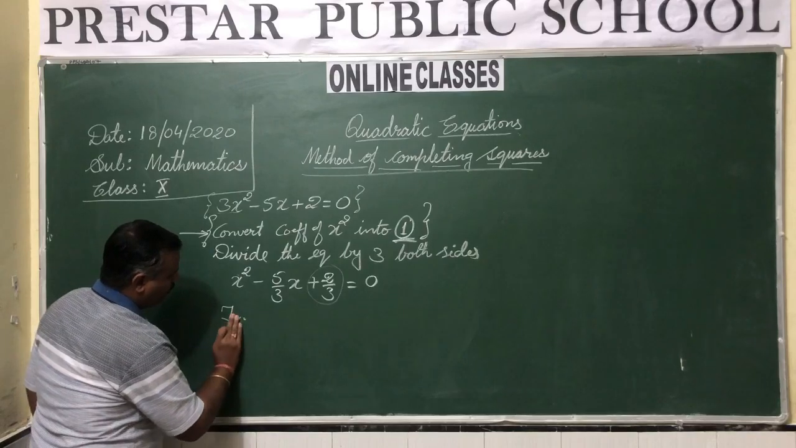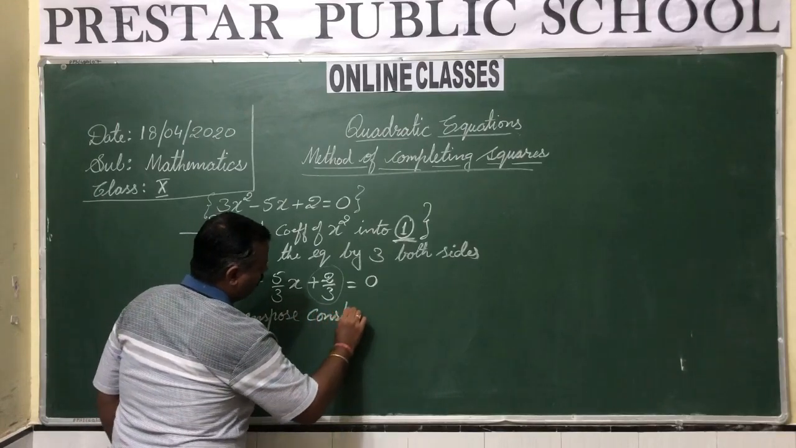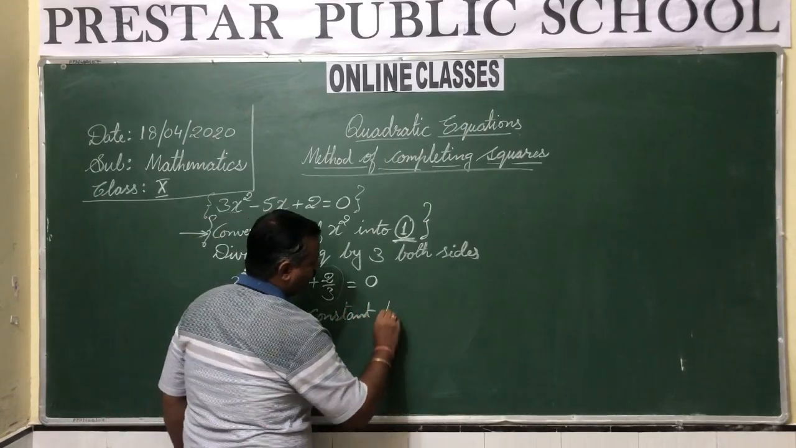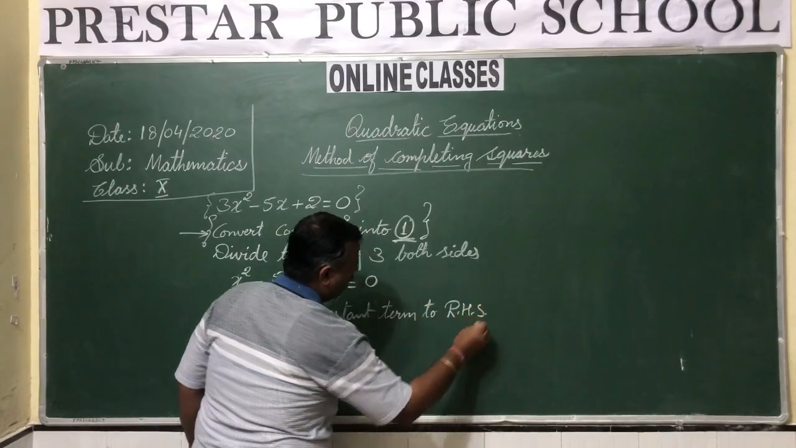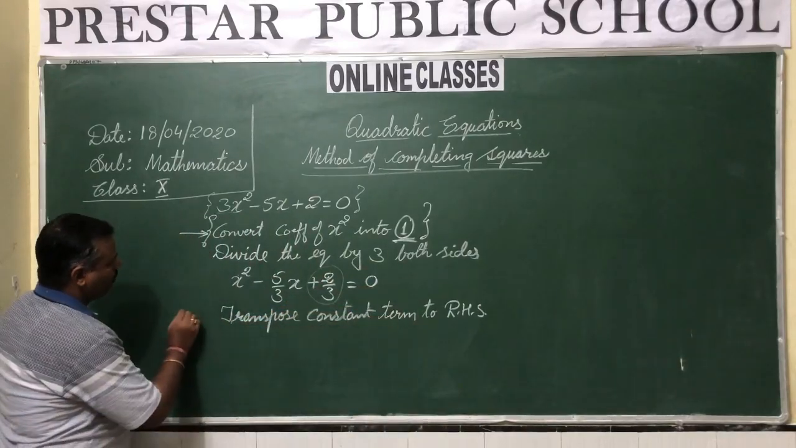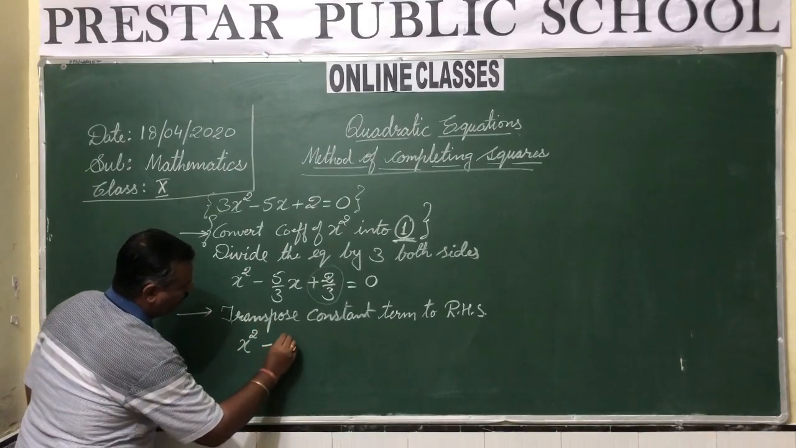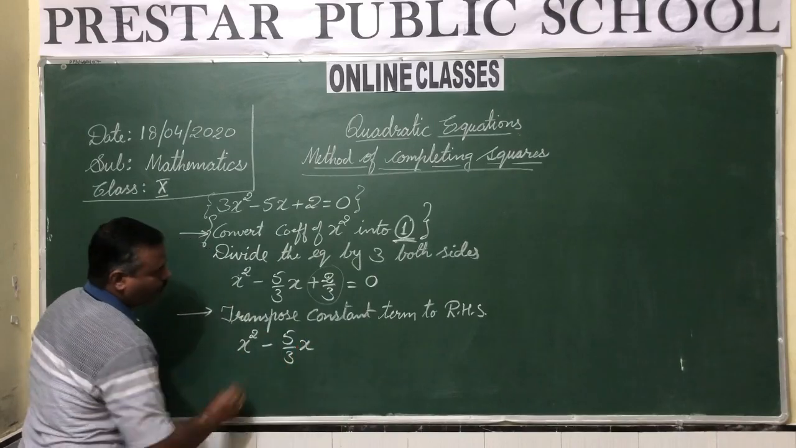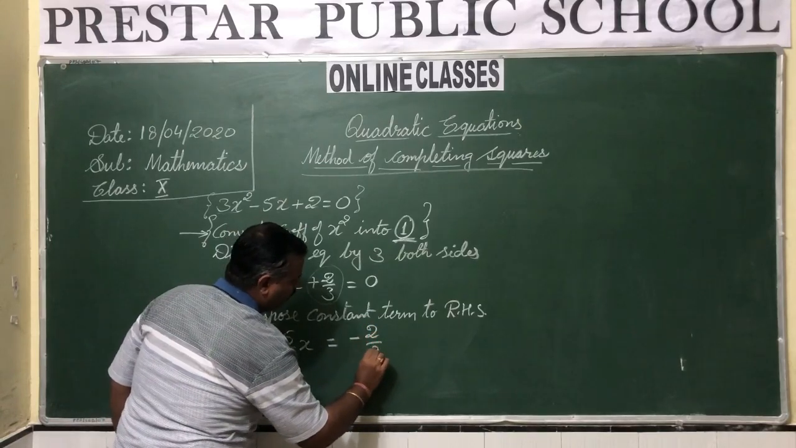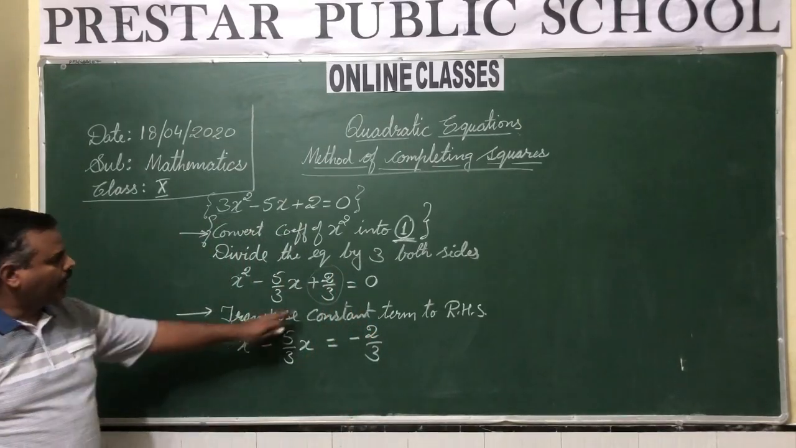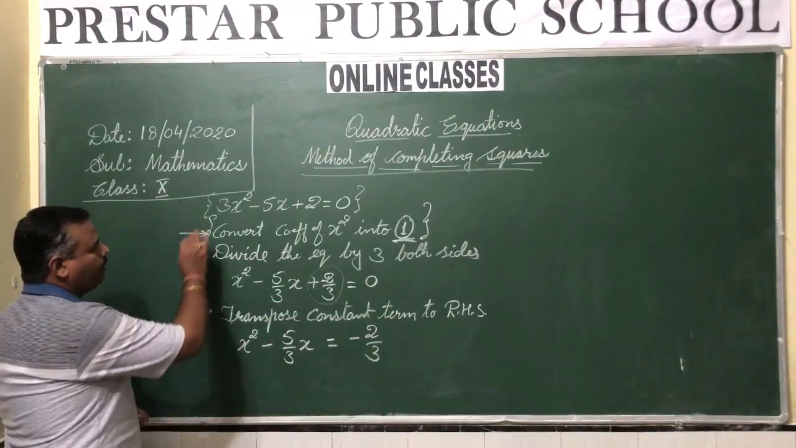What we will do next is transpose the constant term to the other side, that is the right hand side. So this is the second step. Doing this, we have the equation x squared minus 5 upon 3 x equals 2 upon 3. It is plus here, and transposing it to the other side, it becomes minus 2 upon 3. So we have done 2 steps.